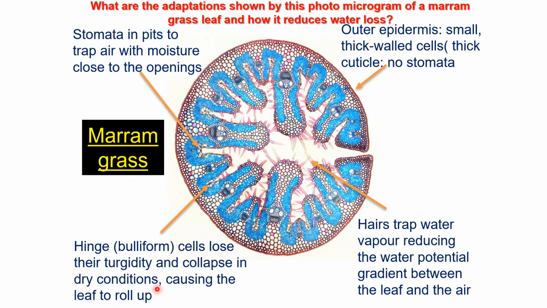So the leaves here also are rolled leaves. Okay, you are not to use the term folded leaves. The term you should use is that the leaves are rolled. So leaves rolled up because of this. They lose their turgidity and collapse in dry conditions. And if you look at the stomata, these are in pits to trap the air with moisture close to the openings. So we have sunken stomata here. Have a close look at the diagram and understand it.